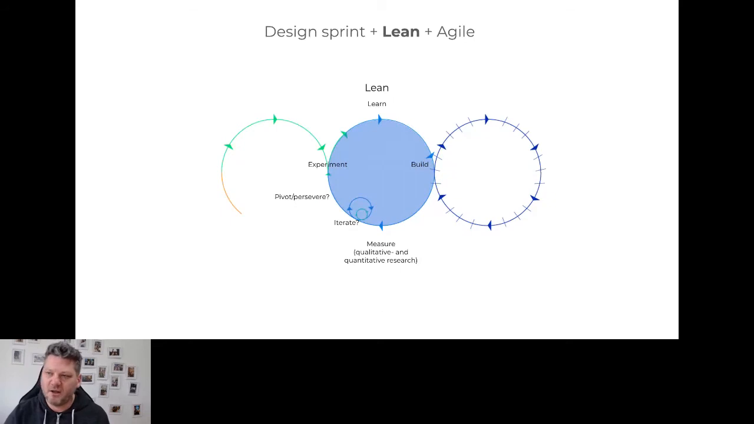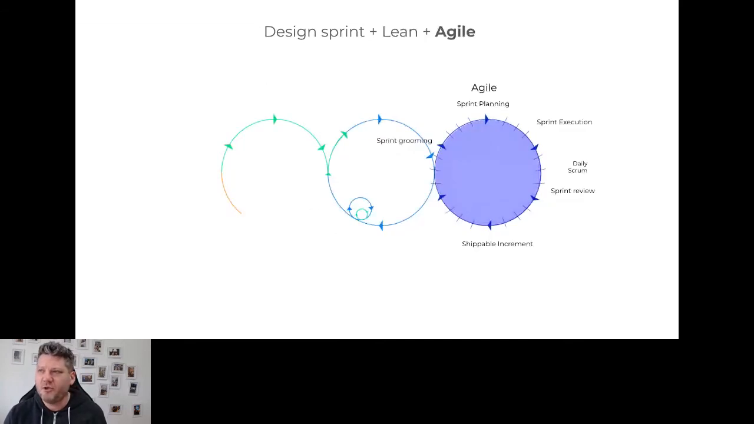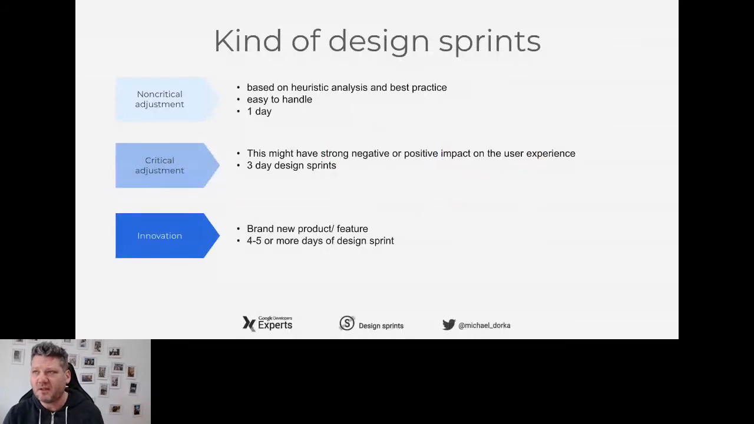You figure out if you have to iterate or not, if you have to pivot or not, and then you get into the agile part. And this is, again, the sprint planning, execution, daily scrums, daily stand-up meetings, sprint reviews, shippable increment, and sprint grooming. This is like a zooming out of a global process. So you wanted to know about design sprints.